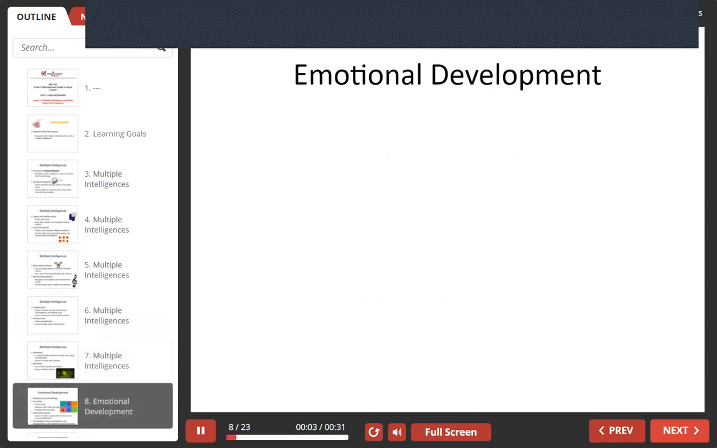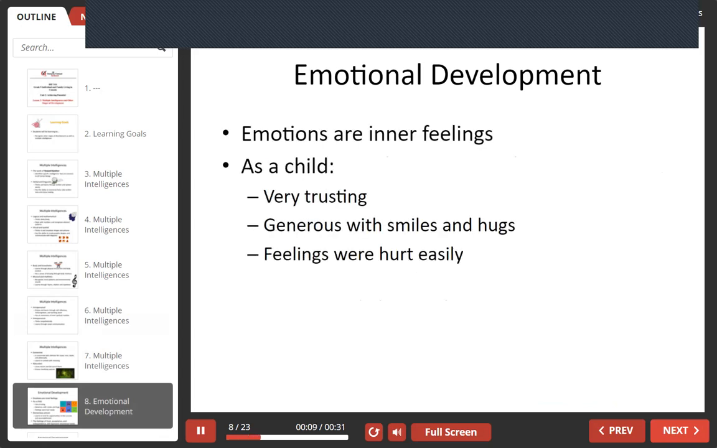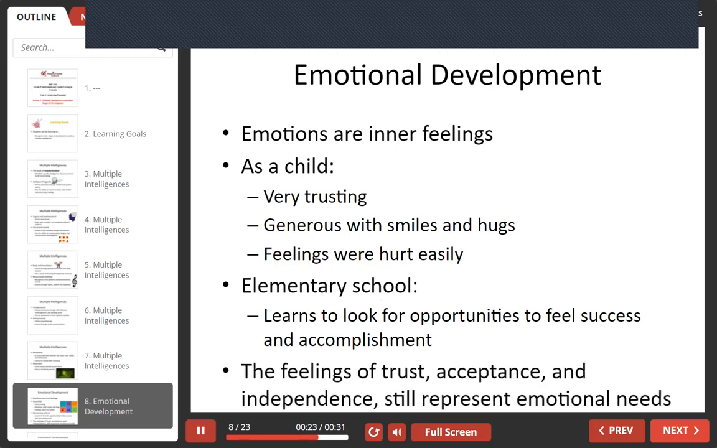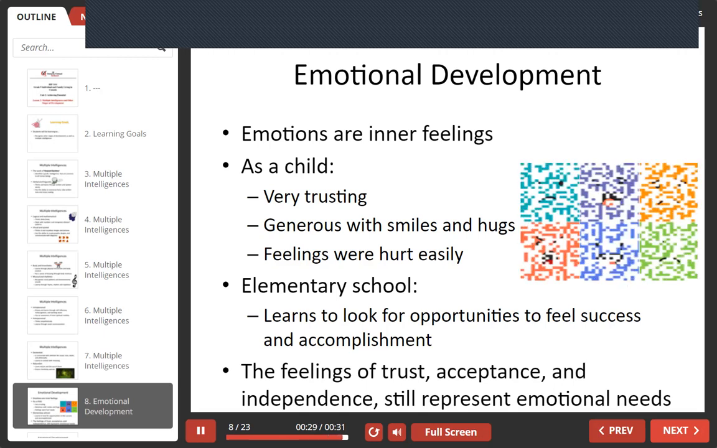So now we're going to be looking at emotional development. Emotions are inner feelings. As a child, you were very trusting. You were generous with smiles and hugs, and your feelings were hurt easily. Once you reach elementary school, you start to look for opportunities to feel success and accomplishment. The feelings of trust, acceptance, and independence still represent emotional needs, of course.